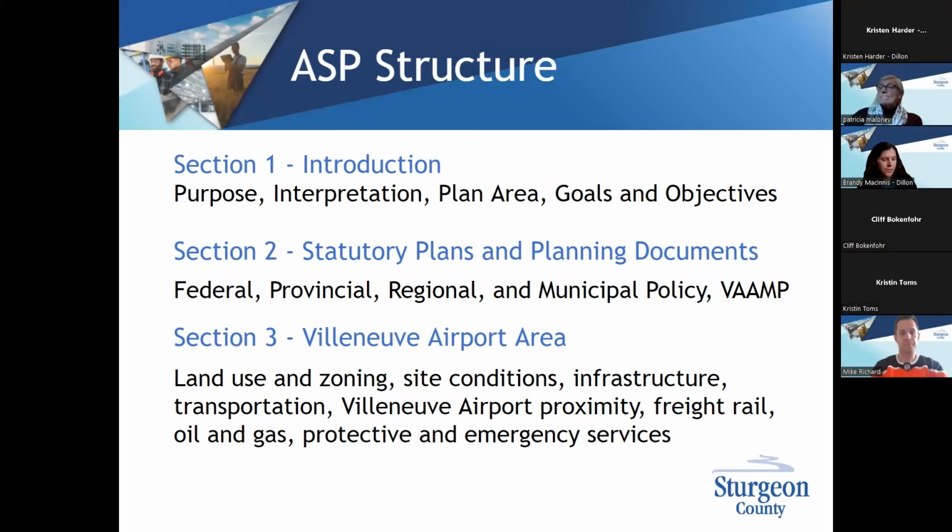Section 2 outlines the statutory plans and guiding planning documents that need to be referred to when the ASP is implemented, and again at the time of application. Federal regulations that would be considered include rules for developing in proximity to the Villeneuve Airport. At the provincial level, an example of documents that we'd be looking at include the Municipal Government Act. And then at the municipal level, the county's 2 higher order plans, the municipal development plan and the land use bylaw, also will be in effect as the lands build out.